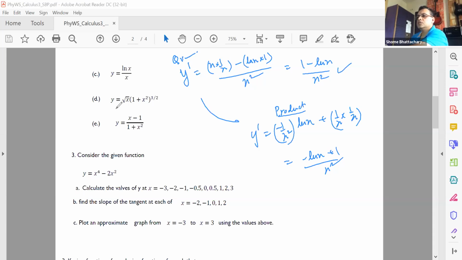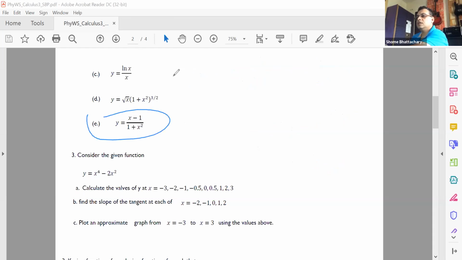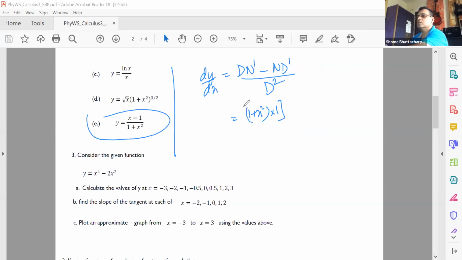All right, let's come to the last one. Here we'll have to use the quotient rule. So dy by dx will become denominator into differential of numerator minus numerator into differential of denominator, divided by denominator squared. That will be (1 plus x square) into the derivative of (x minus 1), which is 1, minus (x minus 1) into the derivative of (1 plus x square), which is 2x, the whole thing divided by (1 plus x square) to the power 2.